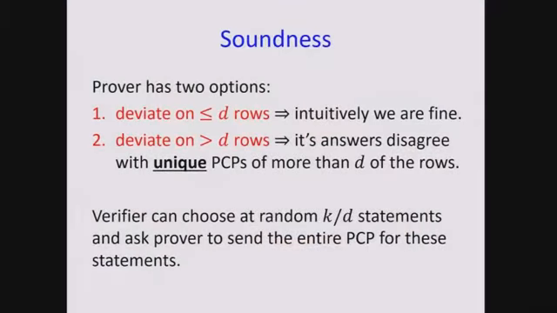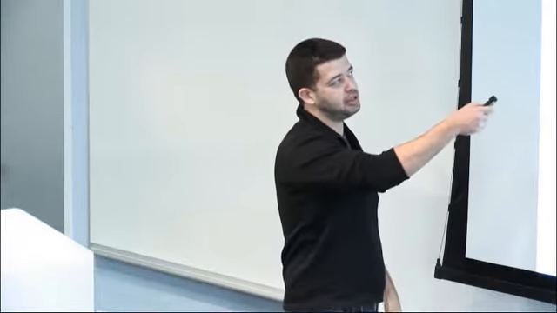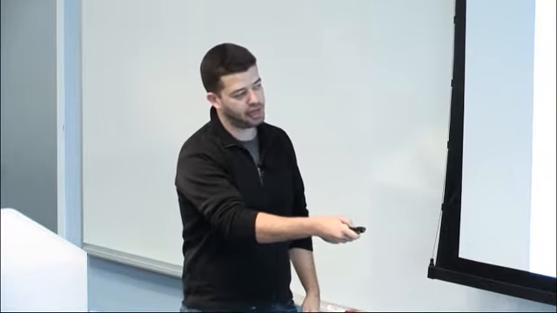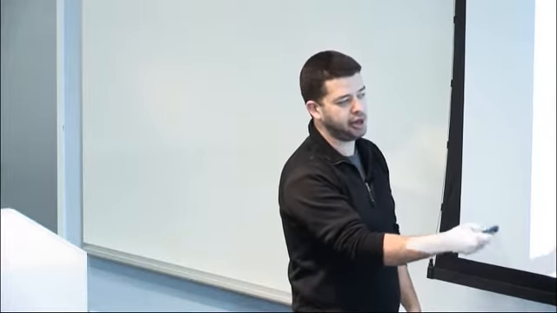How do we check? The verifier chooses at random K over D of the rows, specifies them to the prover, and now the prover has to open up the entire PCP for these rows. Send the witness and the entire PCP for these rows. If we're in the first case, what we had so far handled that. If we're in the second case, then with high probability, when we choose, let's say, 1,000 times K over D statements, we'll catch a row that isn't in the language, but is a row on which the prover deviated, meaning that it answered the PCP queries in a way that is not consistent with the unique correct PCP.